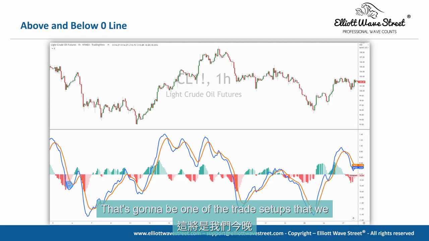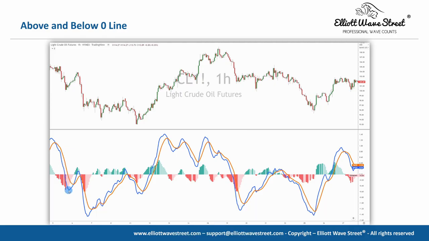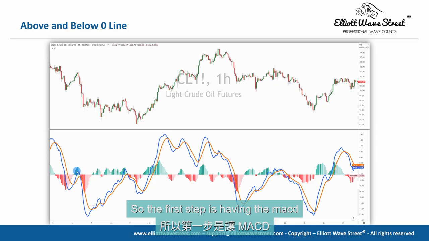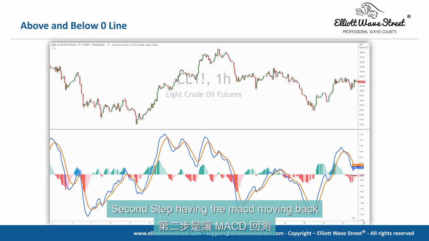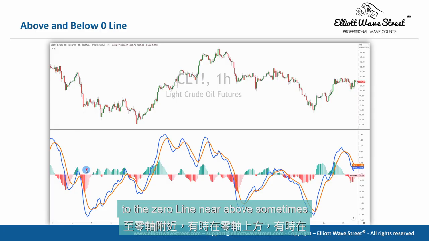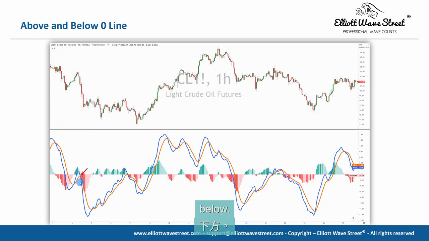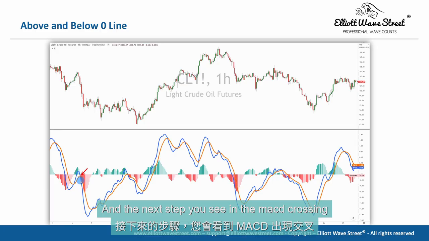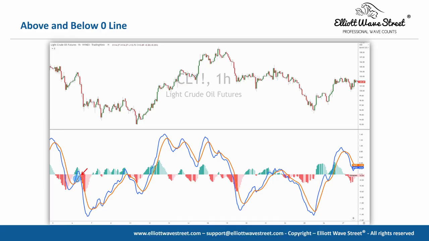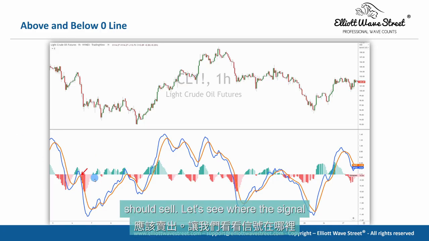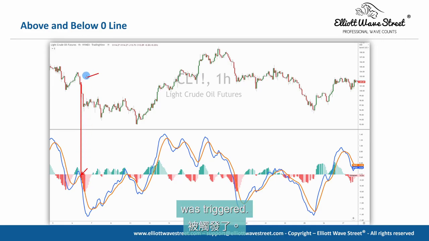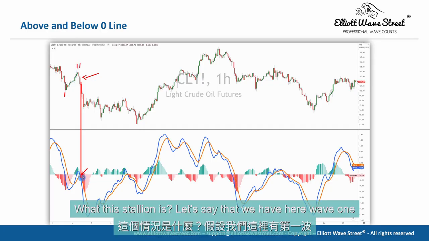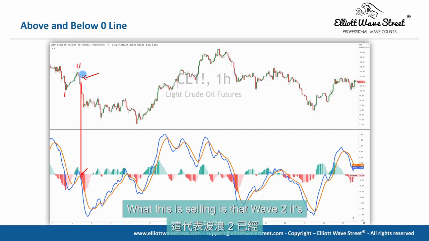So the first step is having the MACD under the zero line. Second step, having the MACD moving back to the zero line, near, above, sometimes below. And the next step is seeing the MACD crossing under the signal line. So that's telling us that we should sell. Let's see where this signal was triggered. This signal was triggered right here on this candle. So let's say that we have here a wave 1 and a wave 2. What this is telling is that wave 2 is done.